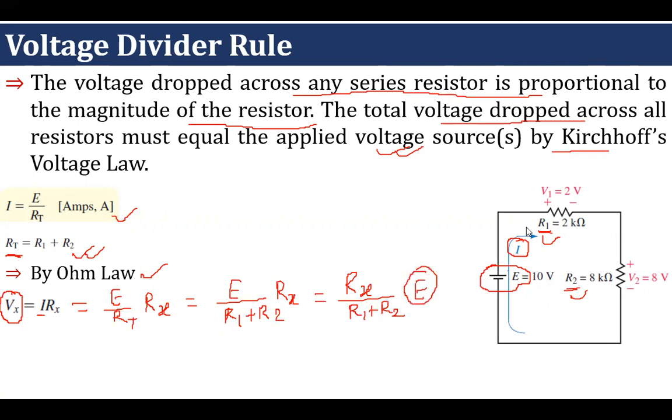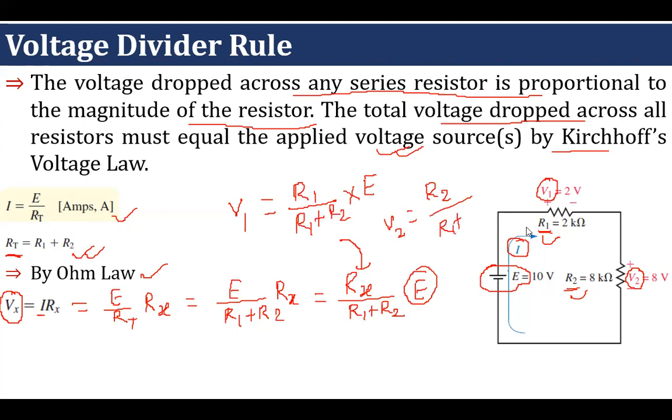And what is this Rx? If we are calculating the voltage across resistor R1, that is V1, I will write V1 equals R1 upon R1 plus R2 multiplied with E. If we are calculating the voltage across resistor R2, then V2 will be equal to R2 upon R1 plus R2 multiplied with E.